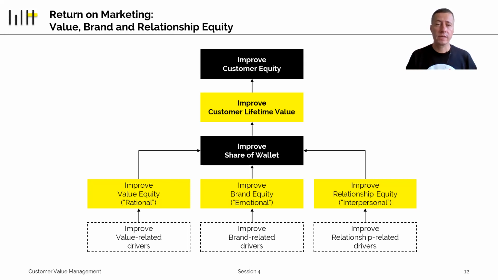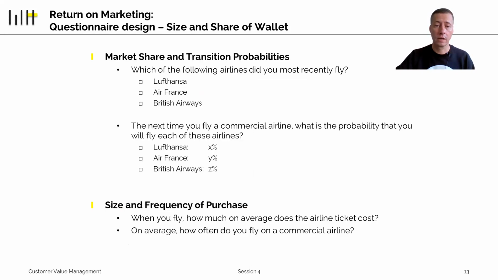So if we want to understand how marketing impacts customer equity, we need to understand what the specific drivers of value, brand, and relationship equity look like in your industries, and we need to relate them to share of wallet, size of wallet, and ultimately CLV and customer equity. How can we do that? Well, we do this through a survey. Look back at session 2, when we talked a lot about size and share of wallet, and where I told you that in a B2C setting, you can do that by asking 4 questions.